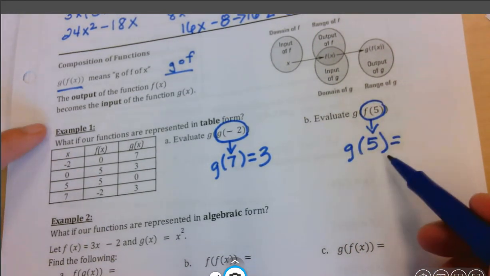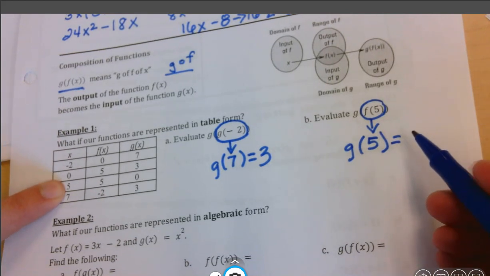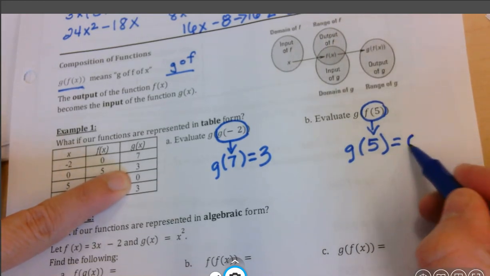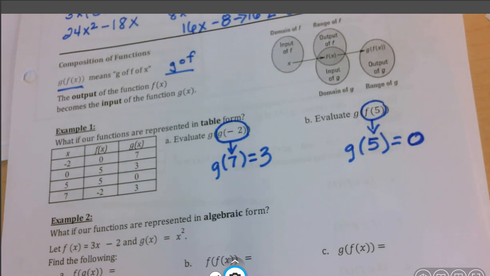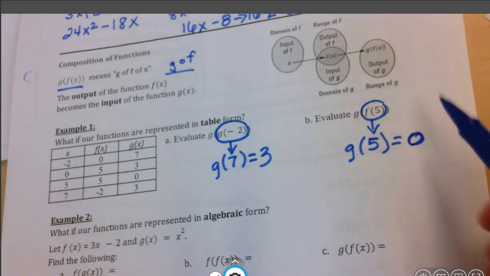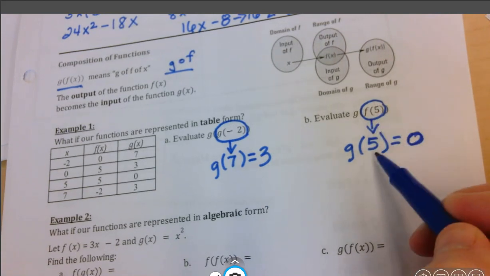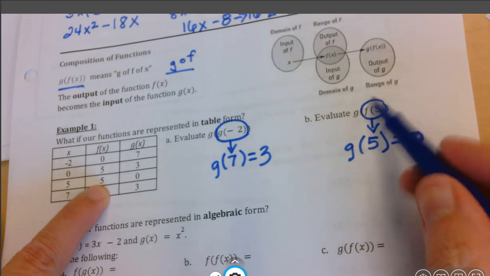All right, so now I have an input of 5 again. I'm coming down here where the input is 5, and I'm looking at the G value, and that's 0. Questions on that? So it's a good question. We already did F of 5. We did that first and we got 5 for an answer. So that part's done.